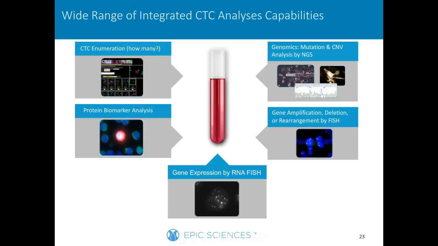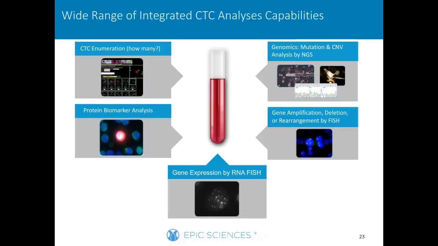So not only are we looking at the cell morphology and what markers it has on the surface, we can do further detailed analysis looking at gene amplifications by FISH, where we're looking at DNA rearrangements. This is your ALK. We can look at PTEN loss. We're starting to get online our RNA FISH to be able to look at the expression of specific transcripts in our CTCs by RNA FISH.